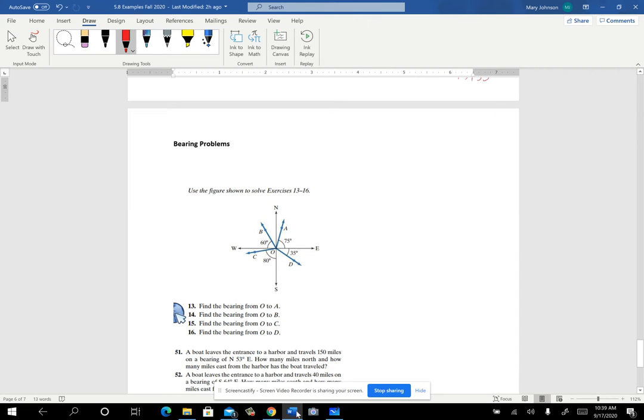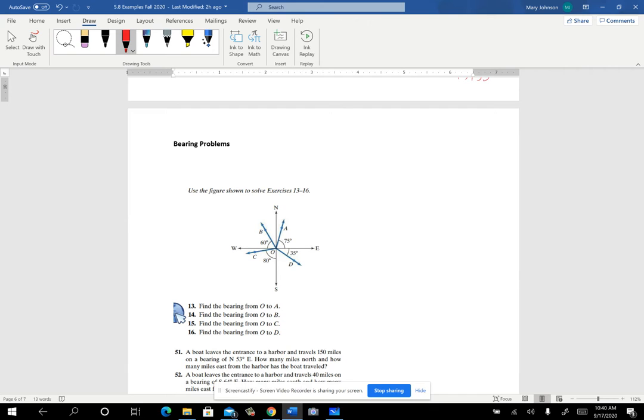All right, now I'm going to finish up section 5.8, applications of trigonometric functions. And 5.8 deals with applications that involve just right triangles. There are several applications I could have done, but I chose to look at bearing problems with you.